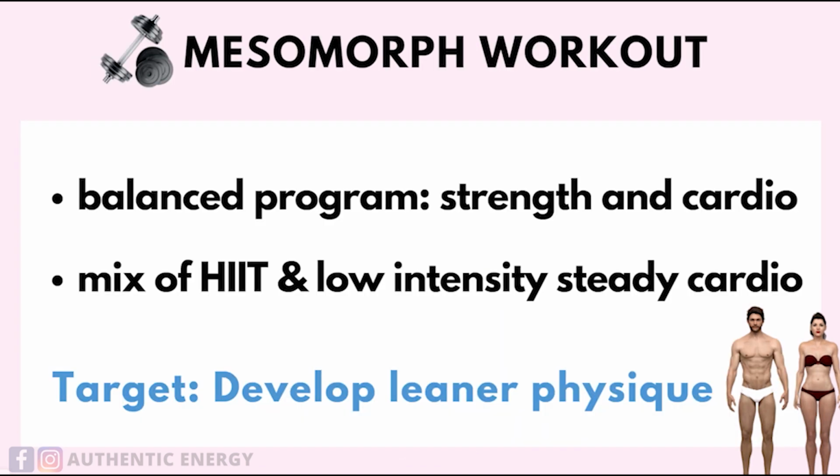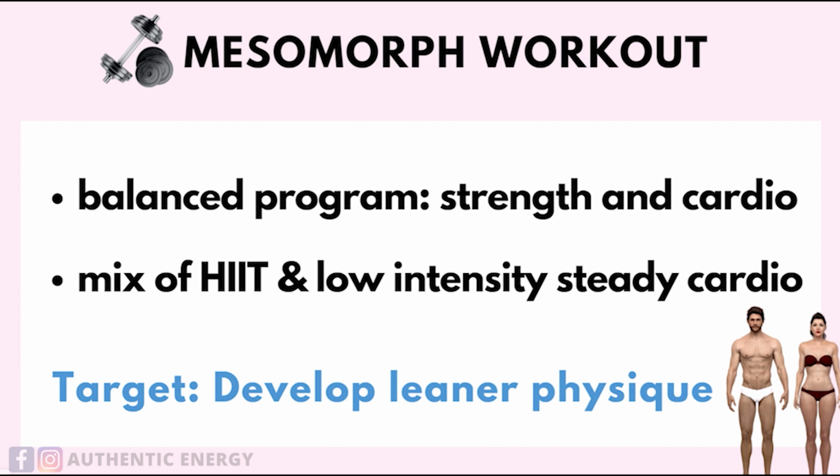Now moving on to mesomorph. For our mesomorph bodies, the best workout is a balanced program. A balanced program basically means a good split between strength training and cardio, because mesomorph bodies are very responsive to strength training. Strength training does really well for their bodies to define the muscles and lean out. But their bodies also do really well with cardio, so it's really good to mix things up, half strength and half cardio.